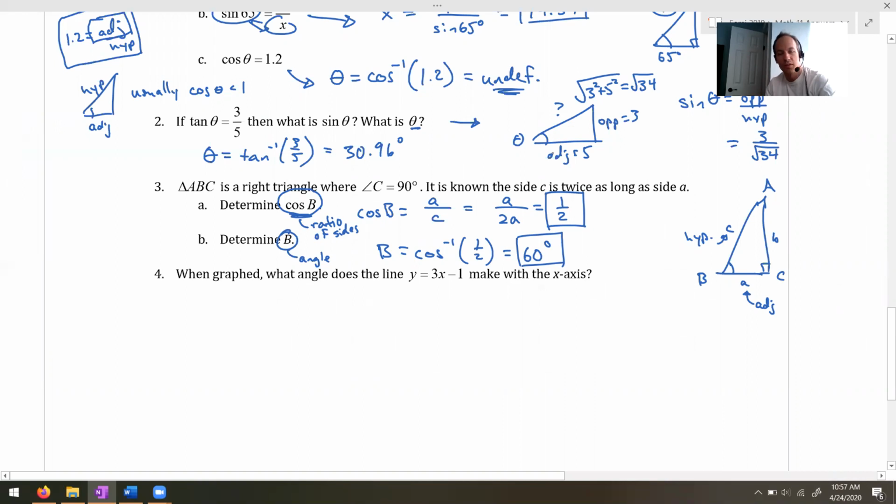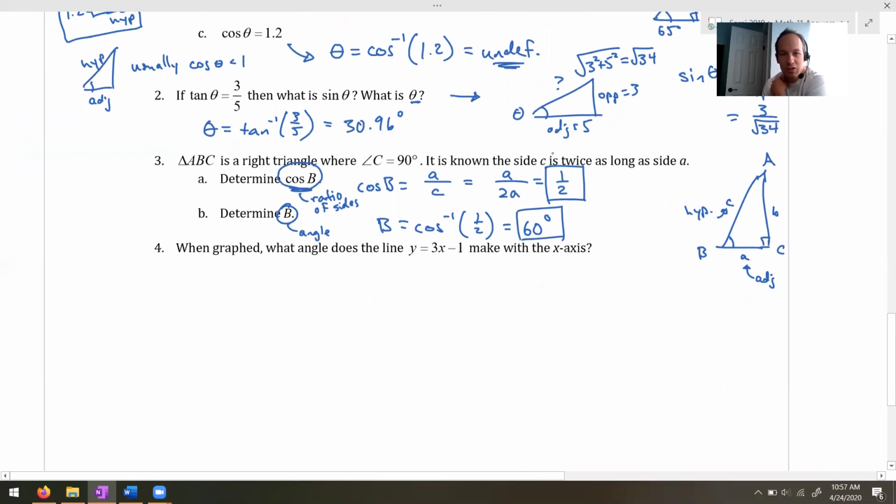Okay, question 4. This seems like an interesting question because this seems like it has nothing to do with trigonometry, but I promise you it absolutely does. So when graphed, what angle does the line y equals 3x minus 1 make with the x-axis? Okay, we'll kind of sketch that. We would sort of do this kind of thing. The slope, okay, well, we'll pretend that doesn't bend so much. The slope is equal to 3.